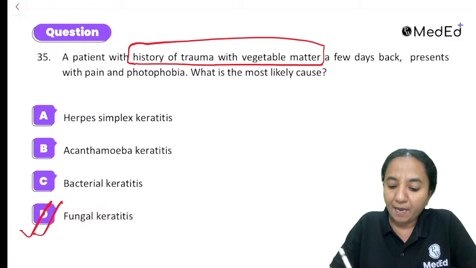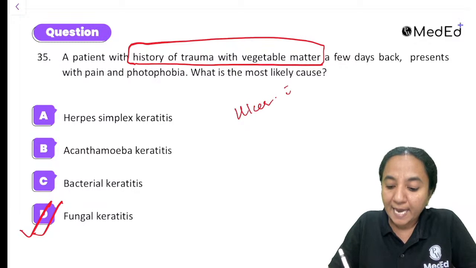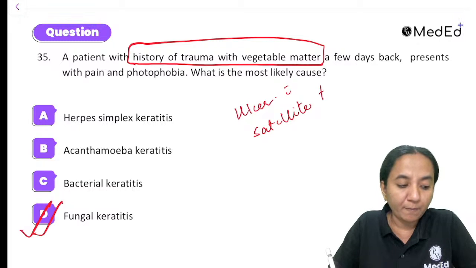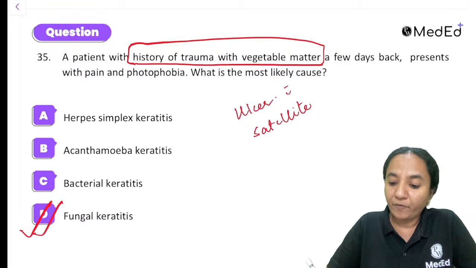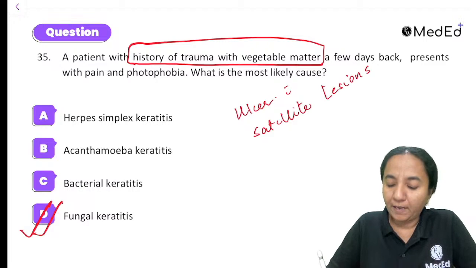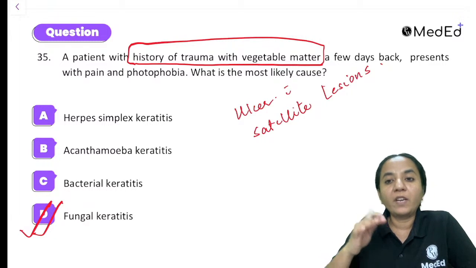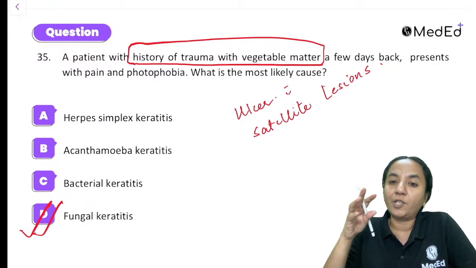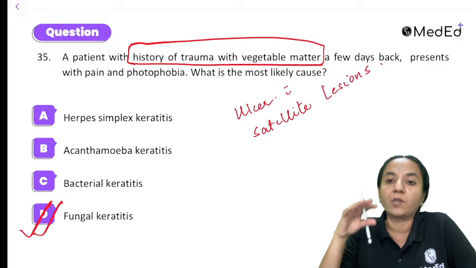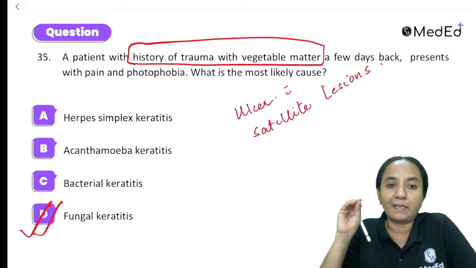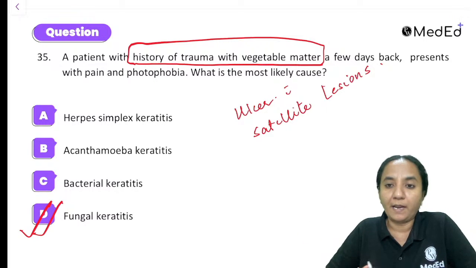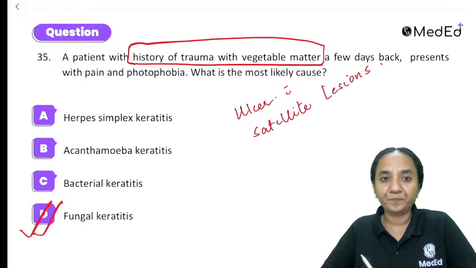And another thing they can mention is that there is a corneal ulcer with satellite lesions. So this word satellite lesions, if it is mentioned in the question, is very suggestive of fungal corneal ulcer. So trauma with vegetative matter, or if they say that there is a large ulcer with surrounding smaller lesions, or an ulcer with satellite lesions, this also points towards a diagnosis of fungal corneal ulcer.